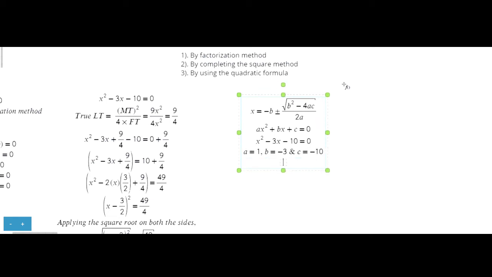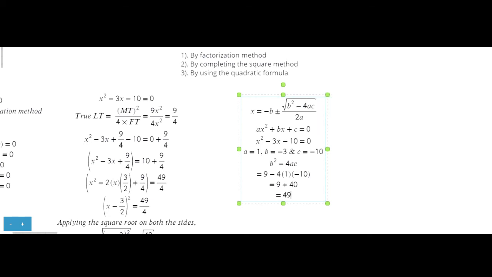Okay, so now I will first find b square minus 4ac, to ease out writing down the formula. So let's find b square minus 4ac first. b square is minus 3 square, which is equal to 9, minus 4 times a and c. a is 1 and c is minus 10. So it will give you 9 plus 40, which is equal to 49. Okay, so b square minus 4ac is equal to 49.